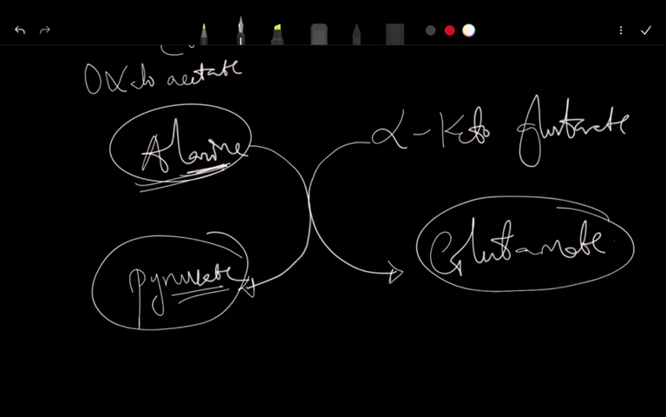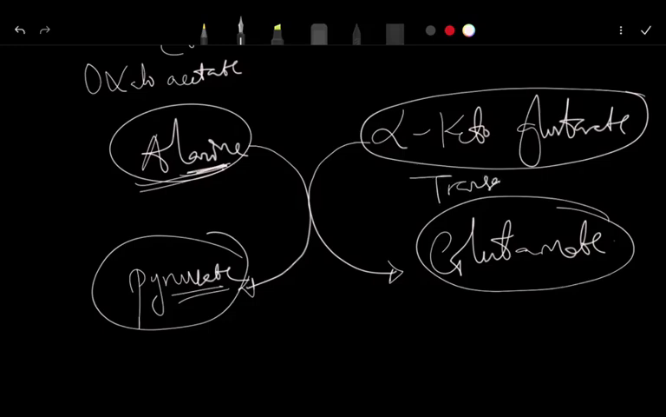Then who received the amino group? Alpha ketoglutarate. What did it form? Glutamate. Do you understand? Okay. Now, if you understand up to this point, again, what is the name of the enzyme involved? The enzyme is called what? A transaminase enzyme. Transaminase enzyme.